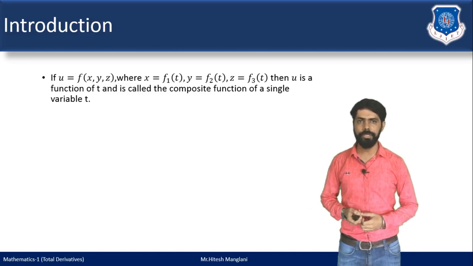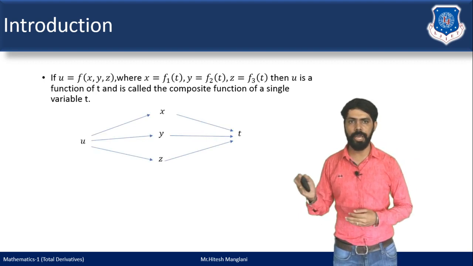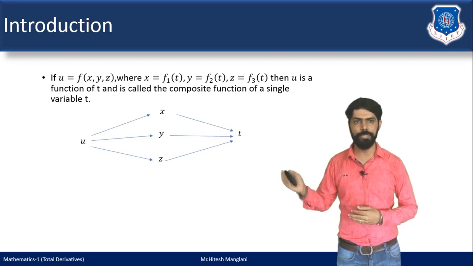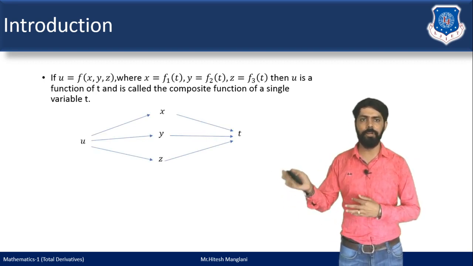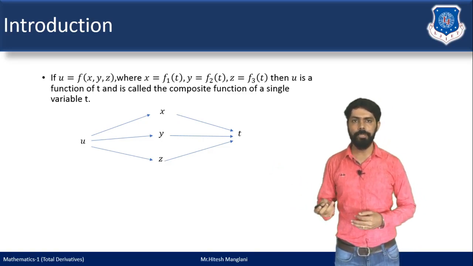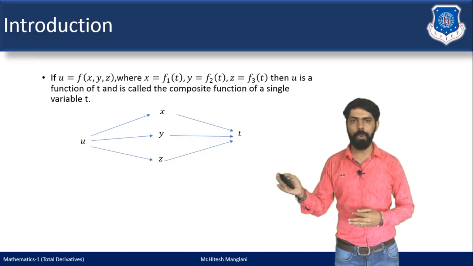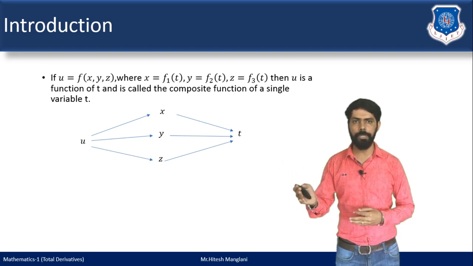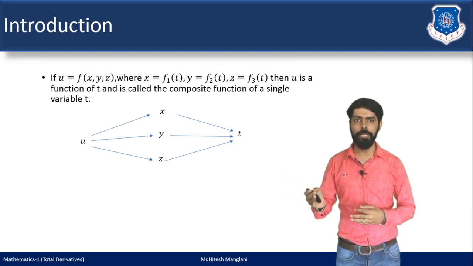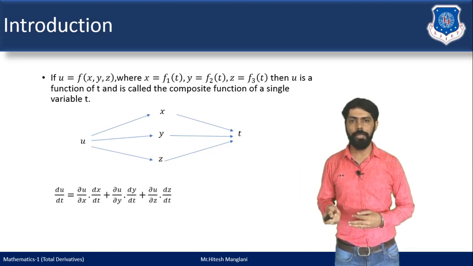Now let us understand this with the help of a diagram. As you can see in the diagram, u is a function of x, y and z, and x, y and z are functions of t. So overall du by dt is equal to del u by del x into dx by dt plus del u by del y into dy by dt plus del u by del z into dz by dt. So this is du by dt.